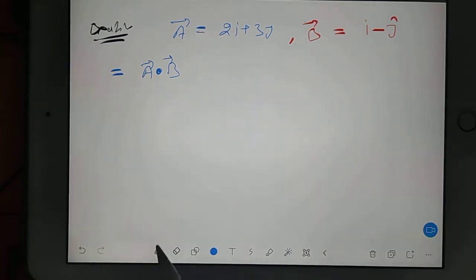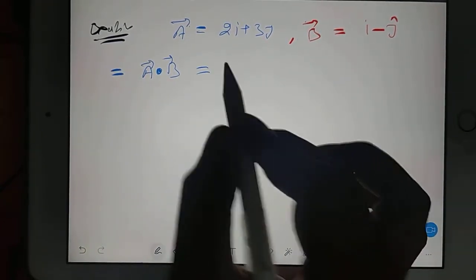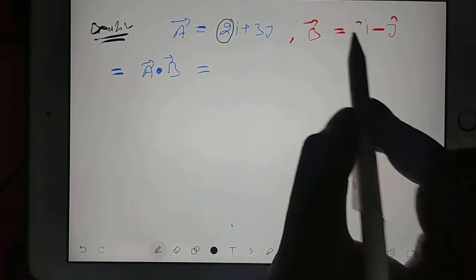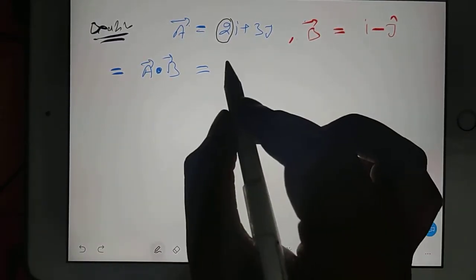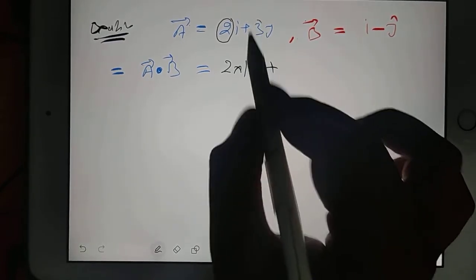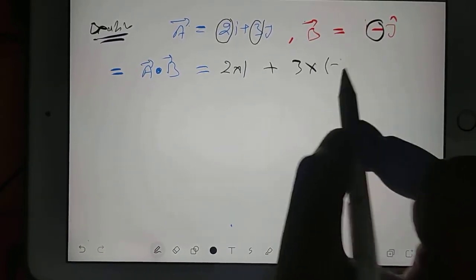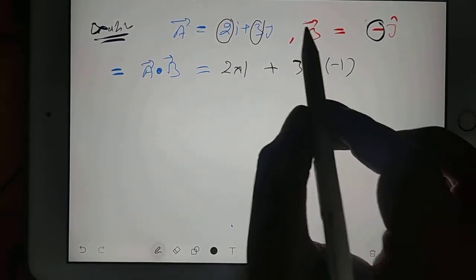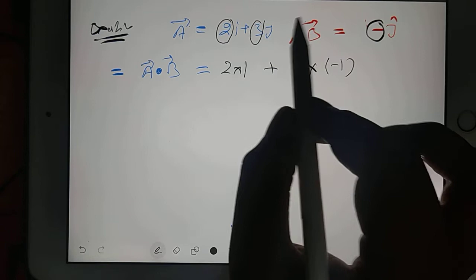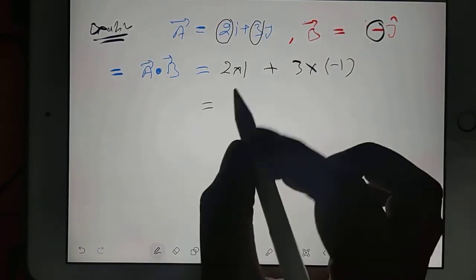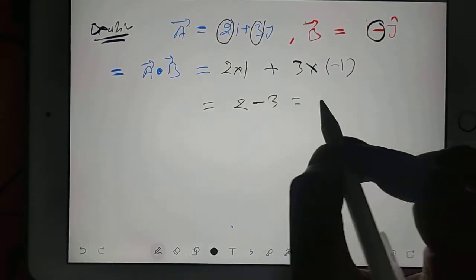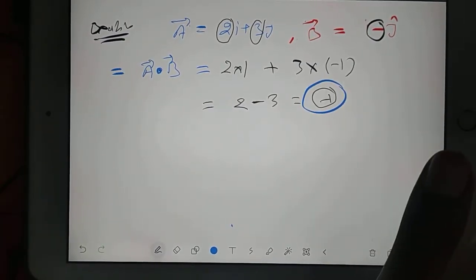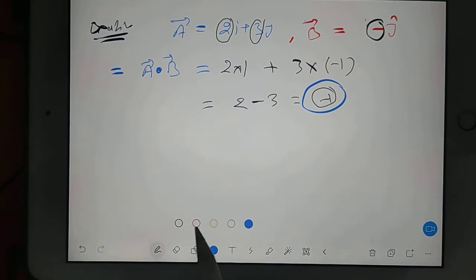So you can see, when you do A dot B, what is the procedure? You just multiply this 2 with this 1, because 1 is the coefficient. So 2 into 1, and then plus this 3 and this minus 1, so 3 into minus 1. Coefficient of i with coefficient of i, coefficient of j with coefficient of j, and if the coefficient of k is also there, then coefficient of k with coefficient of k. So now you get 2 here, minus 3 here, and you get the answer minus 1. You can clearly see that the scalar quantity is coming out negative. No problem at all.